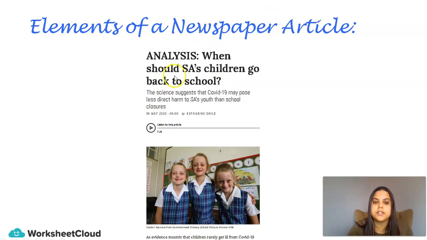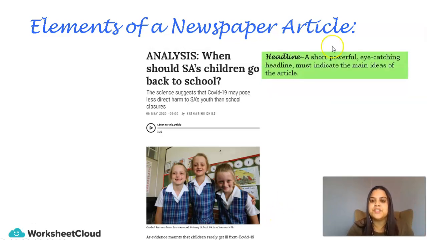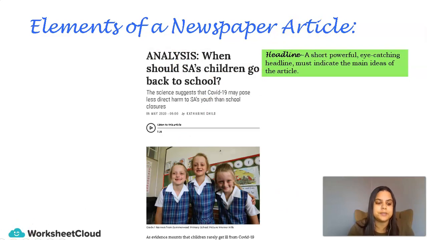So this is a picture taken directly from one of the newspaper articles written in South Africa. And we're going to look at the elements of a newspaper article. So the first thing that we look at is the headline.